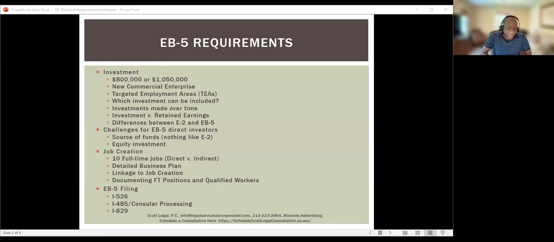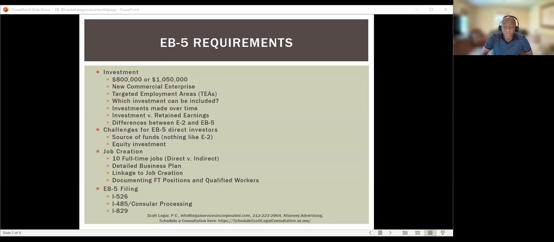In terms of investment that can be included, unlike E2, where we can include legal fees and administrative fees, with EB-5 they're a lot pickier with respect to what can be included. And administrative fees, such as legal and accounting fees, cannot be included.